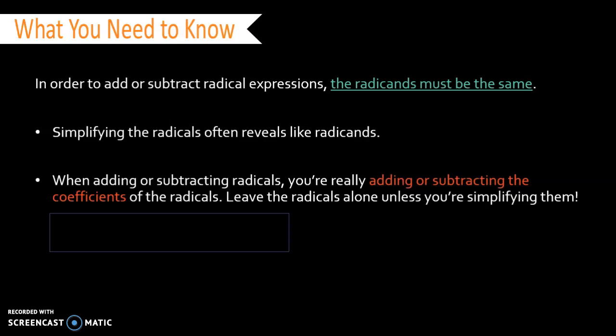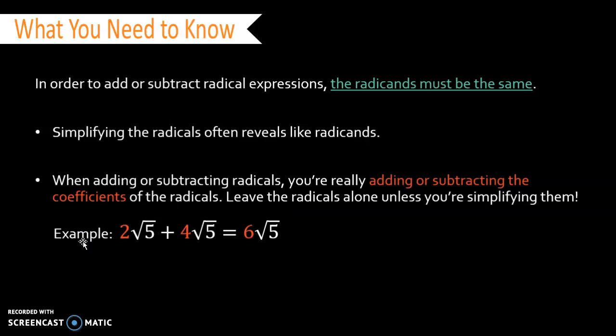In order to add or subtract radical expressions, the radicands must be the same. Radicands are the numbers that are underneath the root sign. Simplifying the radicals will often reveal a like radicand. That's why we practiced simplifying yesterday, so that we could go ahead and rewrite radical expressions in a way that would make it easy for us to add and subtract with them. When you add and subtract with a radical, you're really just adding or subtracting the coefficient of the radical. Leave the actual radical alone unless you're simplifying it.